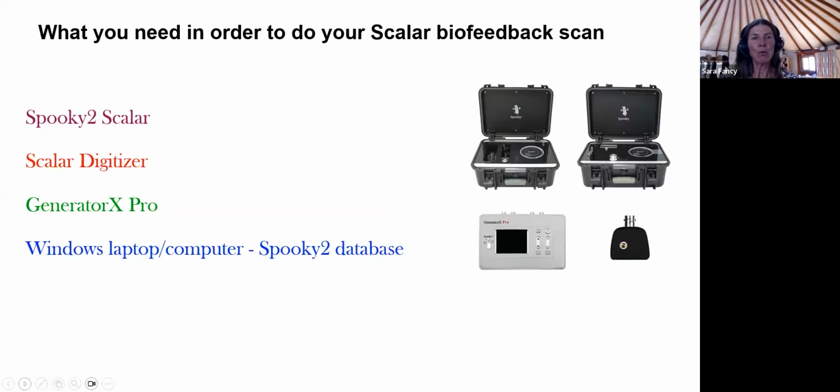All right, so what you need in order to do your scalar biofeedback scans is Spooky2 Scalar, obviously, and there it is on the right, the 2 boxes. Okay, a scalar digitizer, which is the little device on the bottom right. It's quite small. It's smaller than my hand. It fits in the palm of my hand. And it doesn't cost that much. It's under $40. And if you don't have one and you have a scalar device, it's definitely worth getting one. But you would need the Generator X Pro to use it. Okay, so it's not going to work with the XM generator.